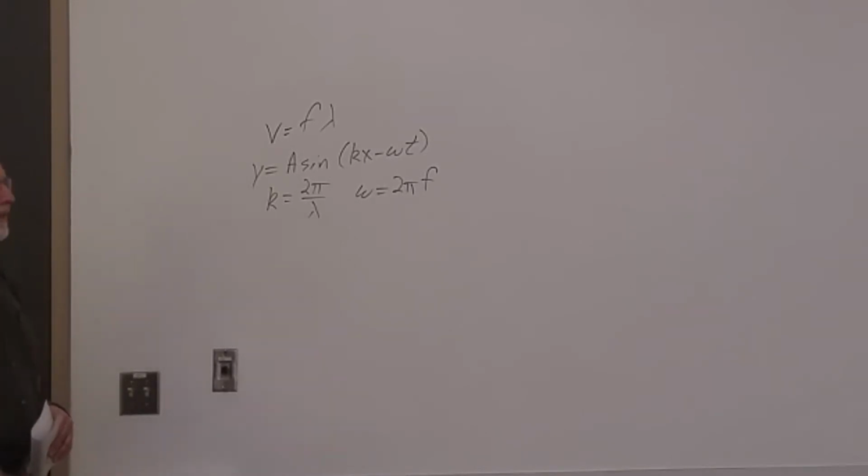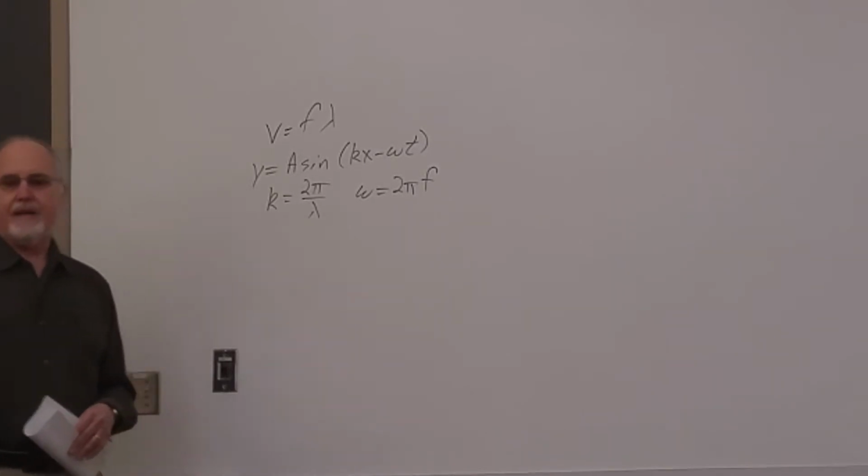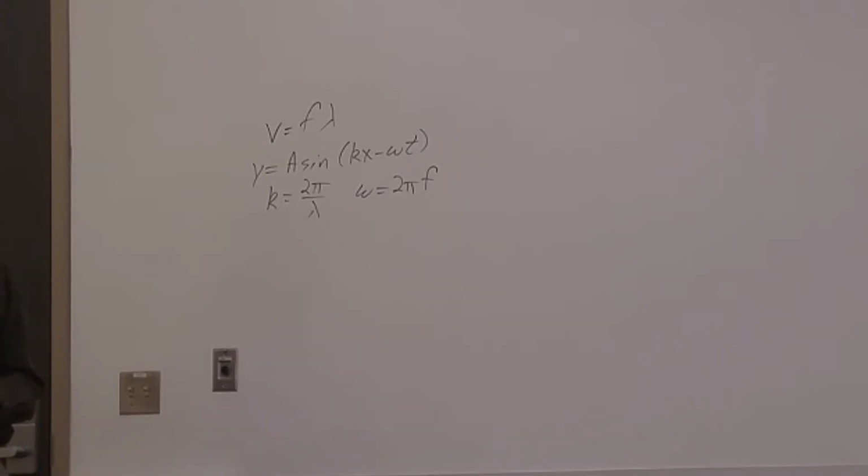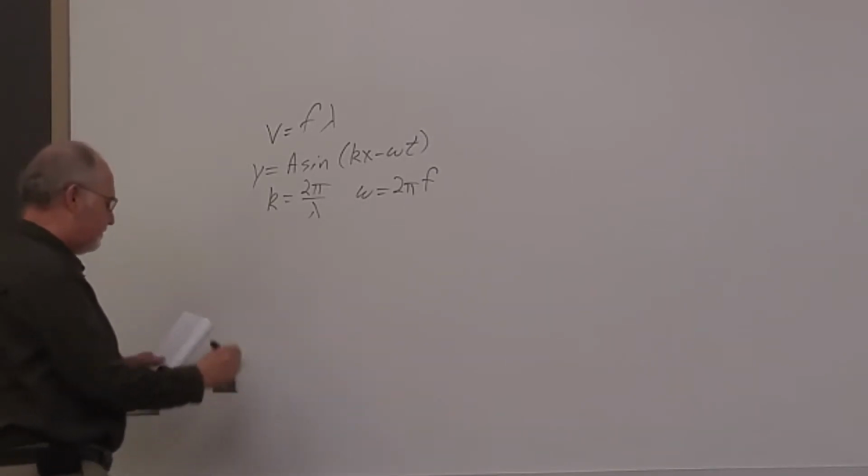Or if you took the derivative of y, you would have not the wave speed, which is omega divided by k, or f lambda, but the transverse speed. So as the particles are going up and down, how fast are they moving at a particular x and t as y changes with respect to time. So you had those equations.